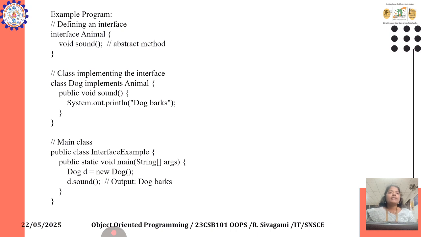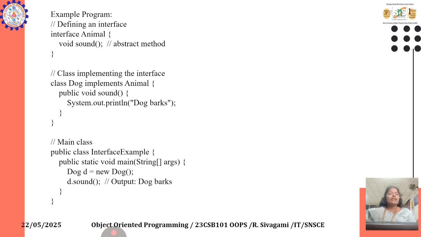Here I give a simple example program for an interface. In our Java programs we create a class, but here, instead of the class keyword, we use the interface keyword. The interface name is Animal, and the method name is void sound. The default interface methods are abstract methods.